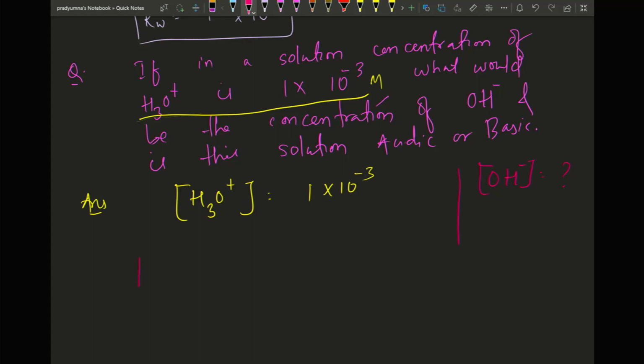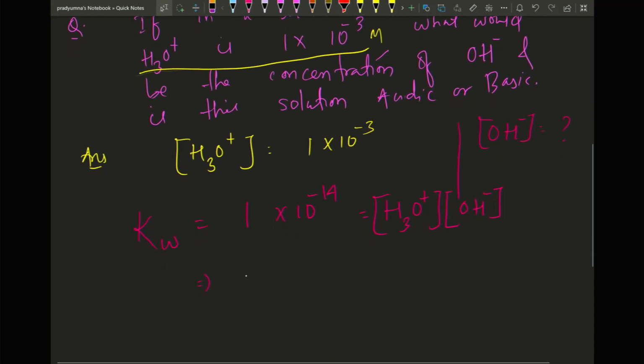Okay, so let's go back. What is the dissociation constant of water? The dissociation constant of water is 1 into 10 to the power negative 14, that we know. And how do we find it? It's equal to H3O plus multiplied by OH minus. And which one do we need? We need OH minus because we know the concentration of H3O plus. So let's do the math.